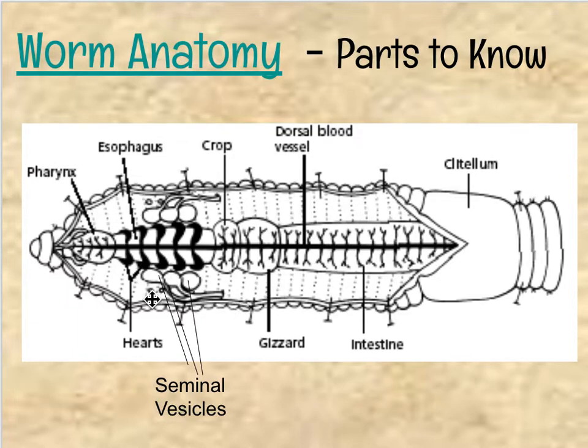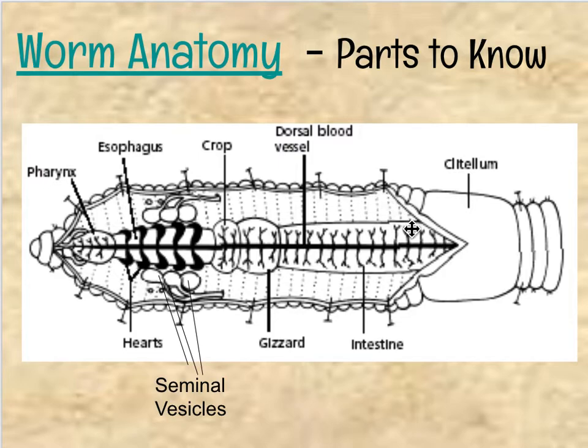We won't really see a ton of those. Those ovaries are super, super tiny. We may see some seminal vesicles depending on how mature the worm is. But what we're really going to be looking for is their digestive system. So mouth, pharynx, esophagus, crop, gizzard, intestine, and their circulatory system. So the aortic arches or the hearts and that blood vessel that goes all the way down.